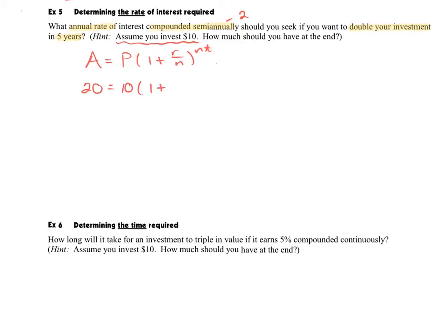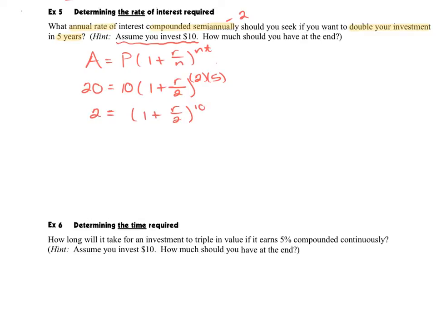Now we're going to have 1 plus our rate. We don't know our rate. That's the point of the question. We do know that it's compounded semi-annually, so I can put a 2 there. And then my exponent is going to be a 2, and my time is 5 years. So now I can just start working this algebra. I would personally divide both sides by that 10, and what I'll notice is that on the left-hand side, I get a 2. Remember, we were wanting to double, so that 2 makes sense to us. So then I'm going to have 1 plus r over 2 to the 10th power.